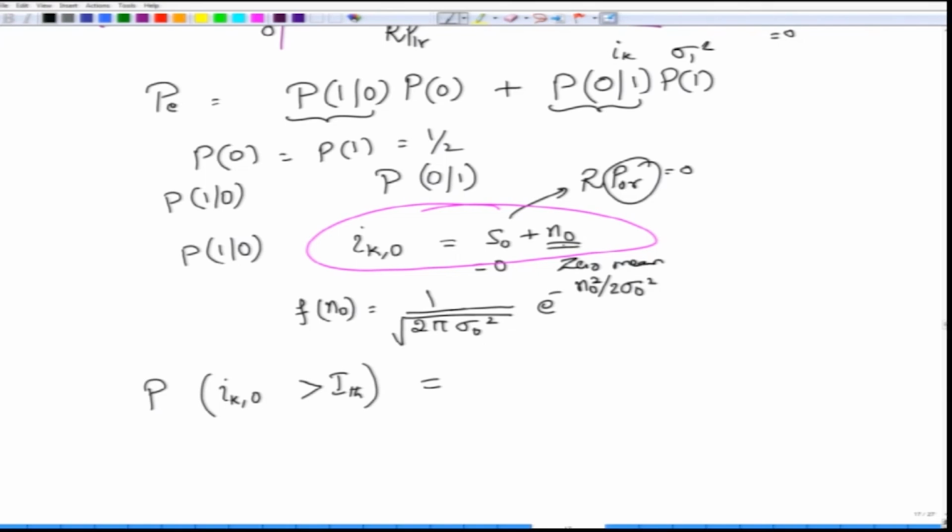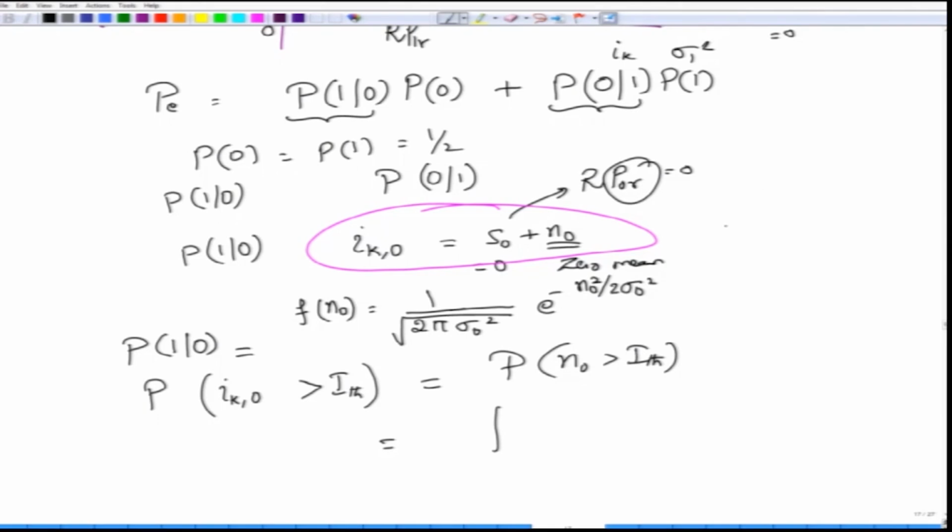Whenever you sample the current, if the noise in that current when bit 0 is transmitted becomes higher than the threshold current, if the noise is so strong that it actually moves the sample value beyond the threshold, then there will be an error. So, the probability that you are declaring a bit as 1 when you have transmitted 0 is just the probability that the noise would be greater than the threshold. And this can be easily obtained. Why? Because I know what this probability is.